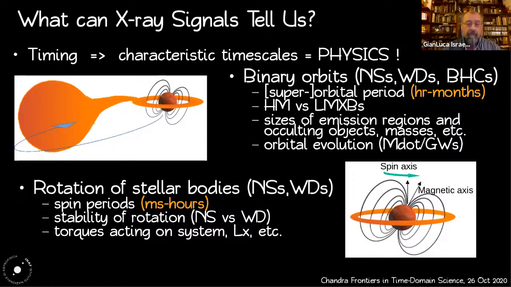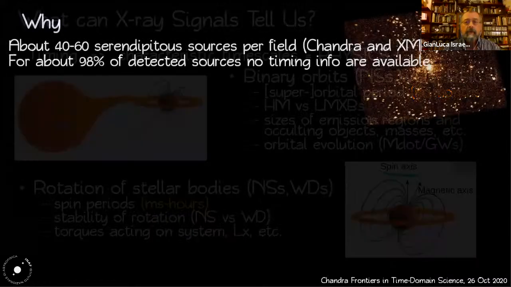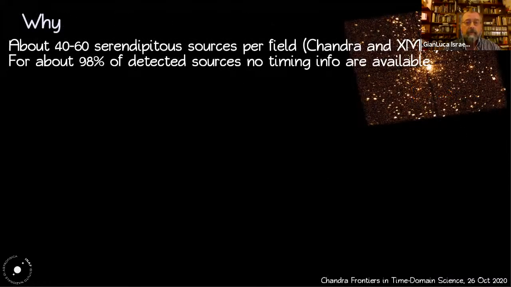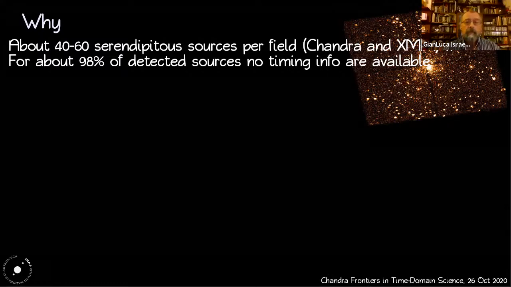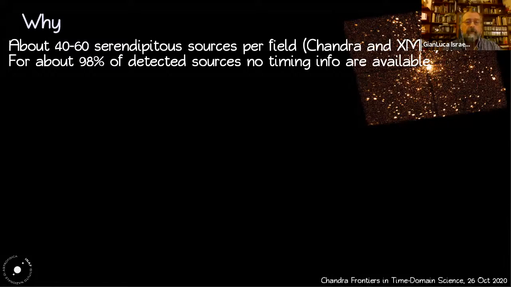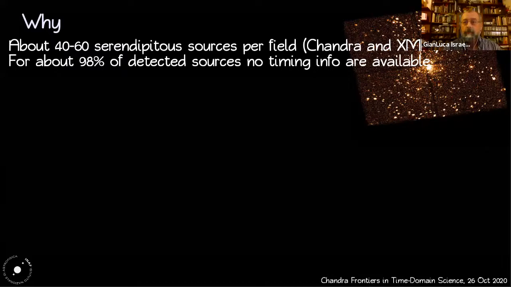So one of the main reasons for which we started this project is that when you look at a typical observation, Chandra and also XMM, you can have several tens of serendipitous sources per field. And in many cases, for the greatest part of these serendipitous sources, there is little or no timing information available. Starting from this point, we decided to do this kind of search with two main aims.